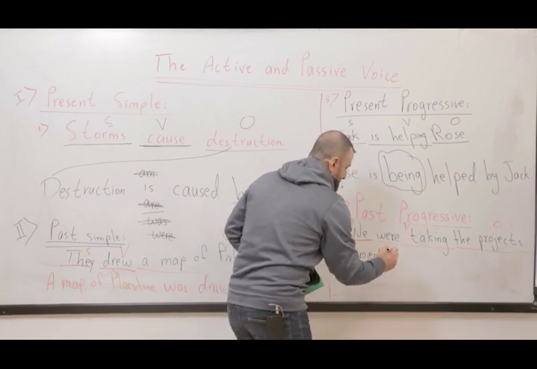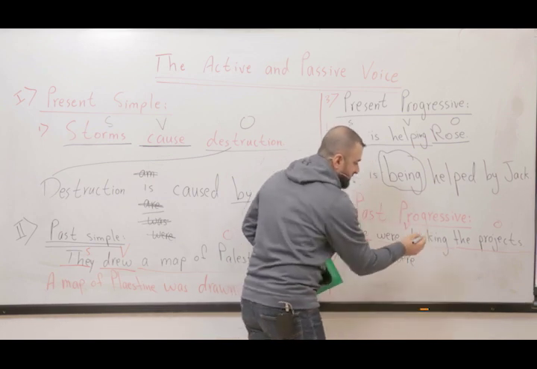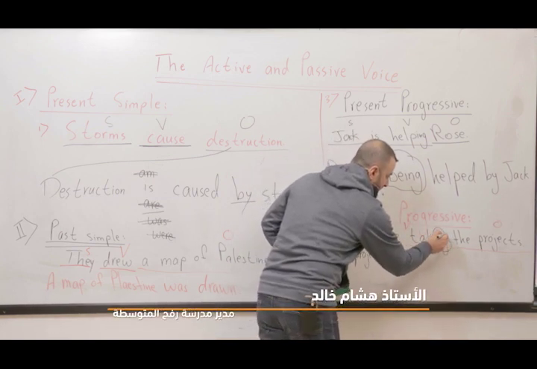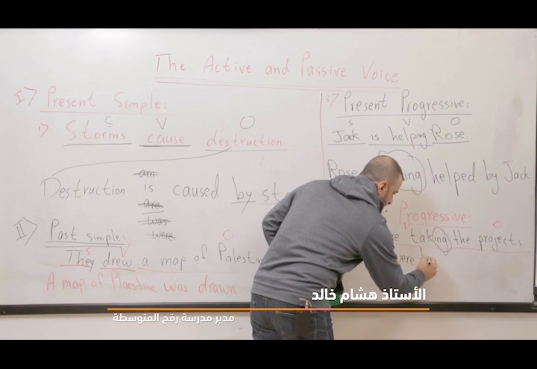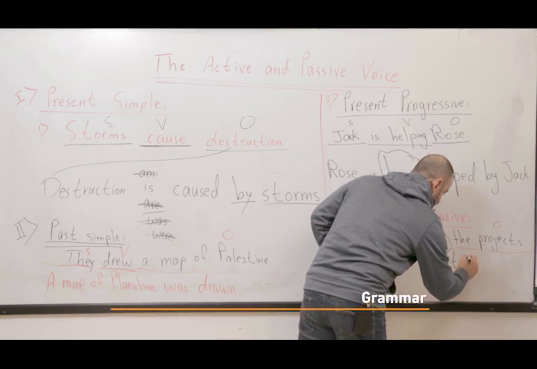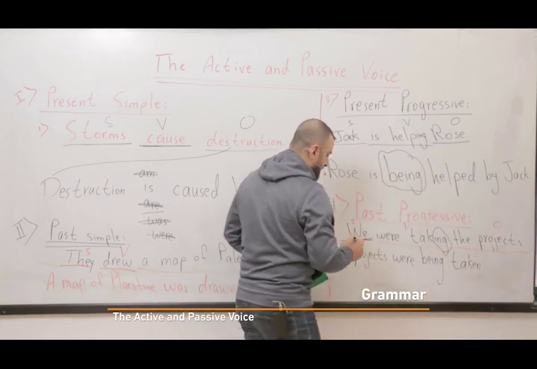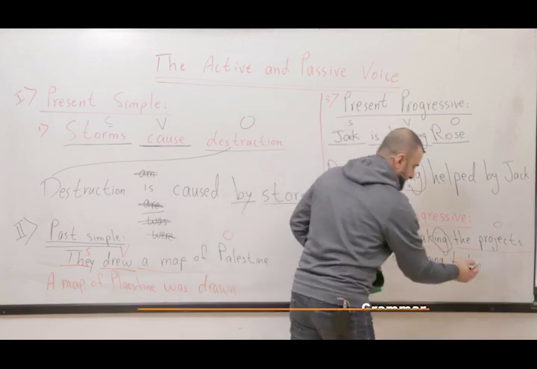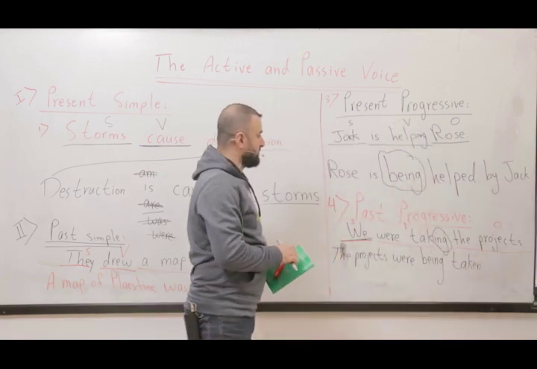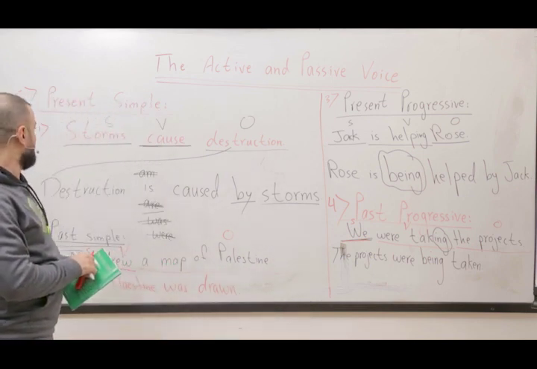It is in the past, so we have to put were. And because we have ing in the sentence, the progressive, we have to add being, and the part 3 of take, taken. It's not necessary to put by because we have a pronoun here. So these are the first 4 rules for active and passive voice.